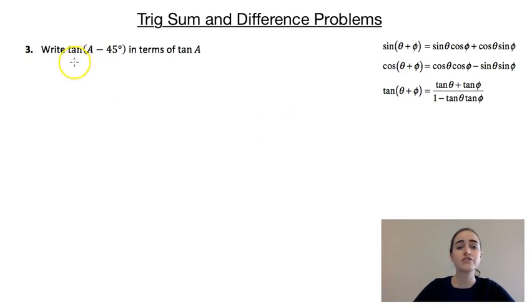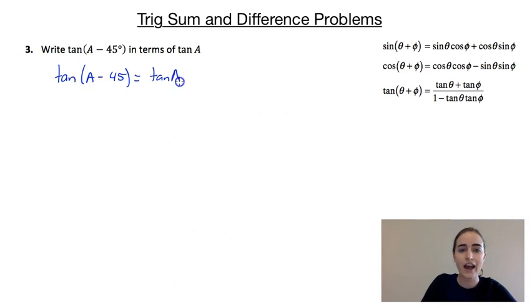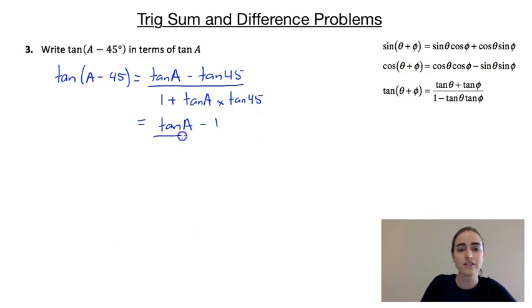Our third example asks us to write tan of a minus 45 just in terms of tan a. So that means that we want to expand this out using this formula here and then simplify it down. So tan of a minus 45 would give us tan of a minus tan of 45 over 1 minus tan a times tan 45. Oops, sorry, that one should be a plus there. Simplifying that down, we know that tan 45 is just equal to 1. So we'd have tan a minus 1 over 1 plus tan a.